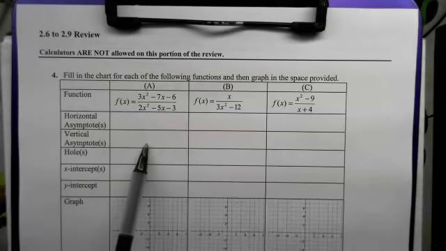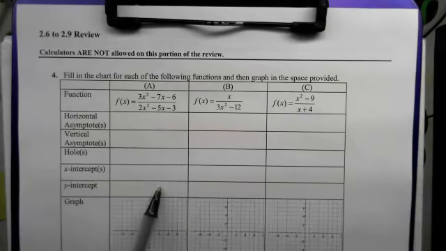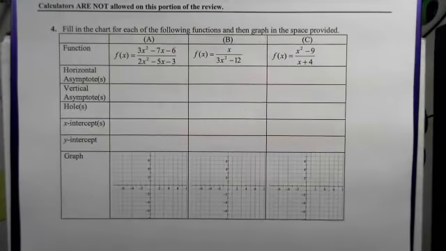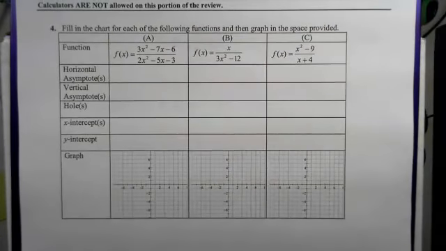We need to determine whether or not we have a vertical asymptote and what it is, and we need to identify holes, x-intercepts, y-intercepts, and then draw the picture. In all three of these, calculators are not allowed. So I'm going to start with just number 4, and then we'll kind of systematically work through all three of them.